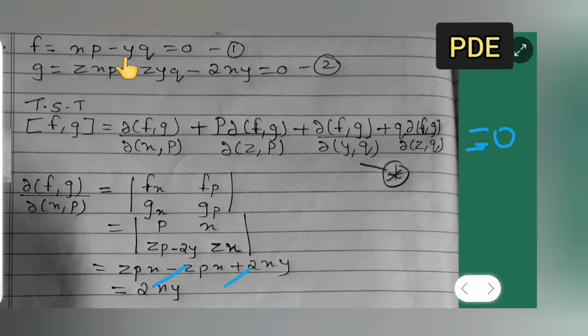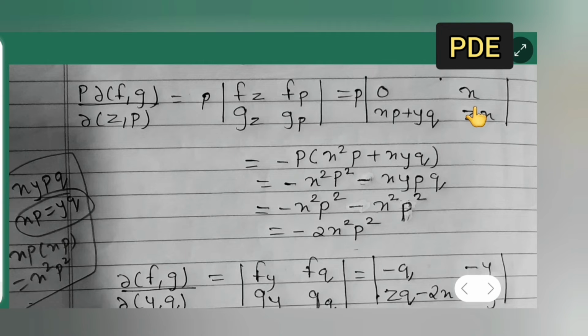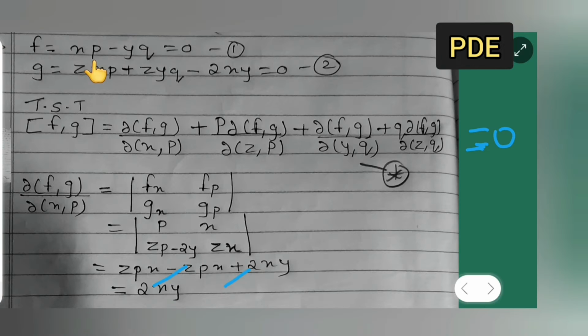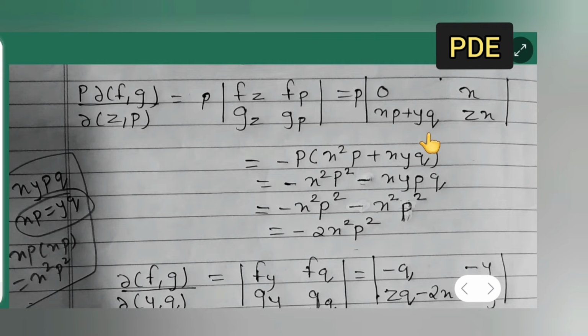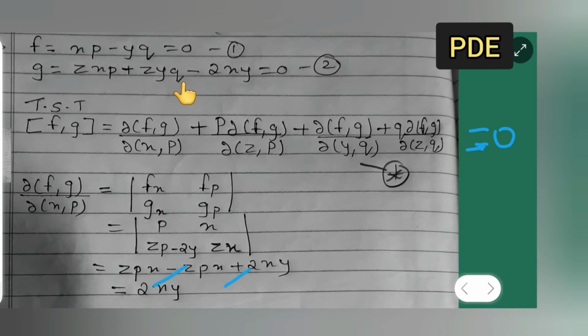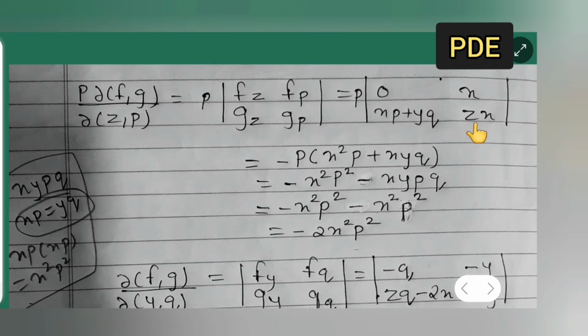What is it? F differentiate with respect to p, I said. So you got x. So plug the value over here. Now g differentiate with respect to z. What you are going to get is nothing but xp plus yq. And differentiate g with respect to p. What you are going to get? zx. So plug the value over here.